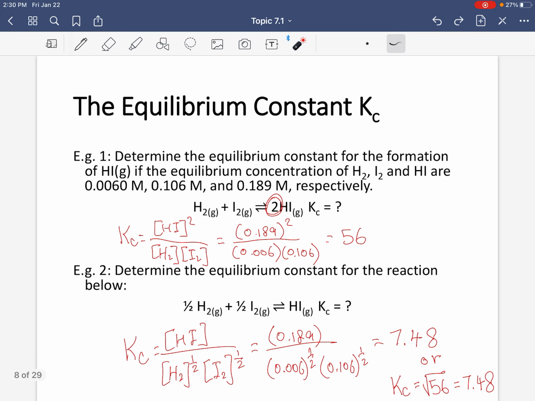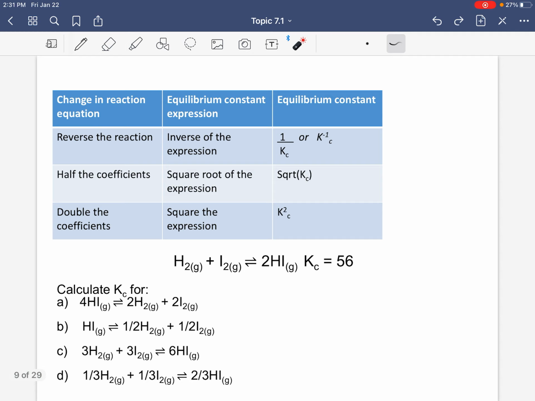So instead of saying 1, 1, 2, I said 2, 2, 4. How would Kc change? Very simple. 56 squared. What if it's 3, 3, 6? As you can see, I went up by 3 times the coefficients. 56 cubed. Same thing. Doubling the coefficients, square it. Tripling the coefficients, cube it.